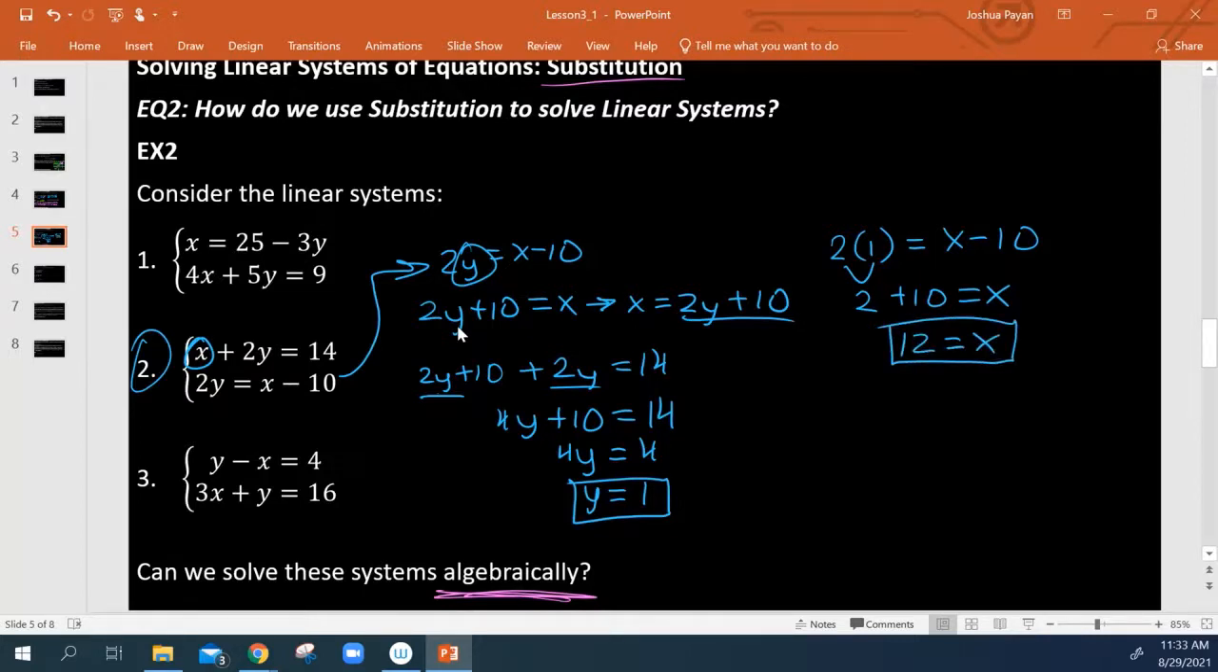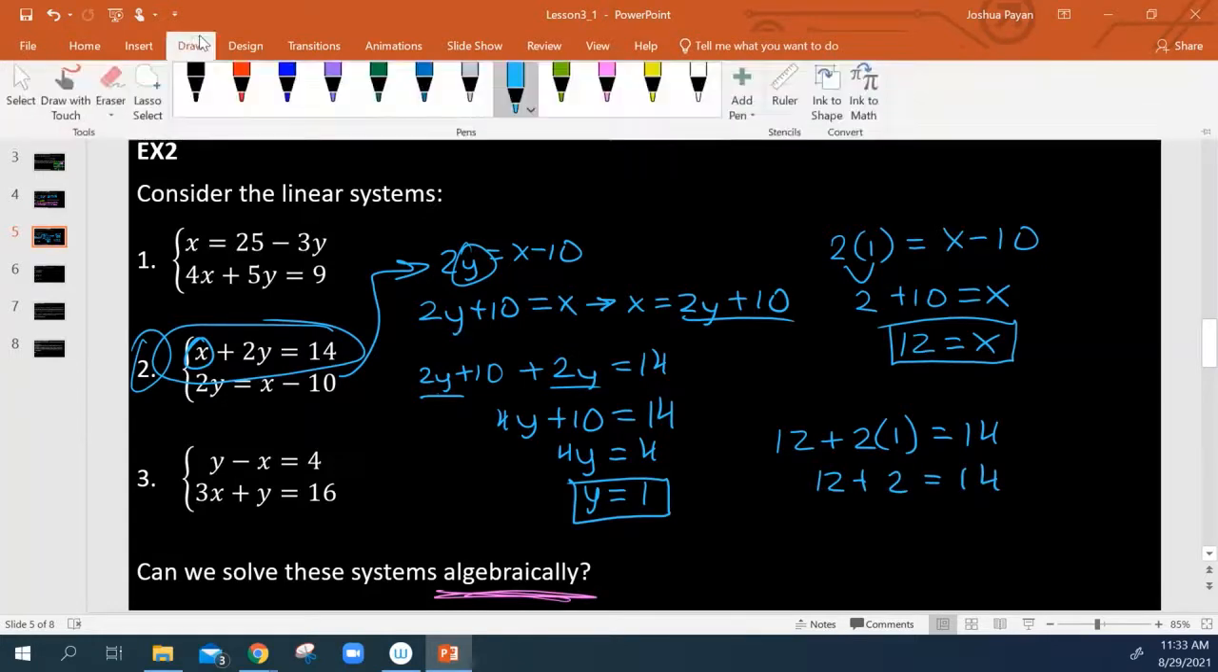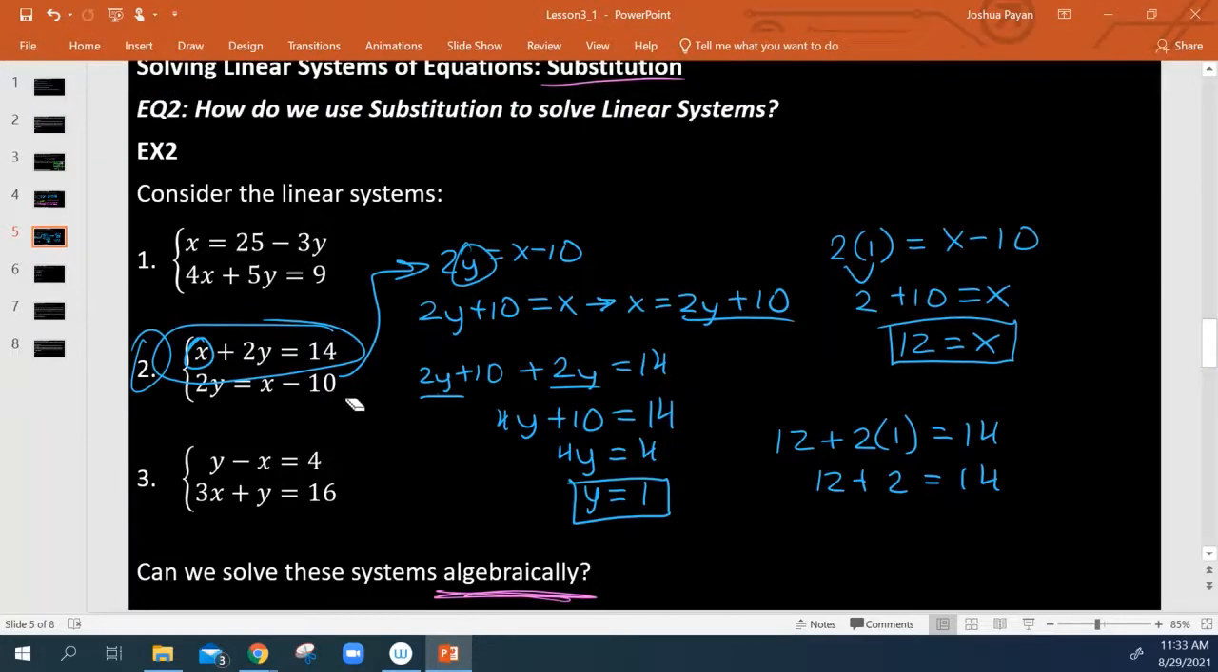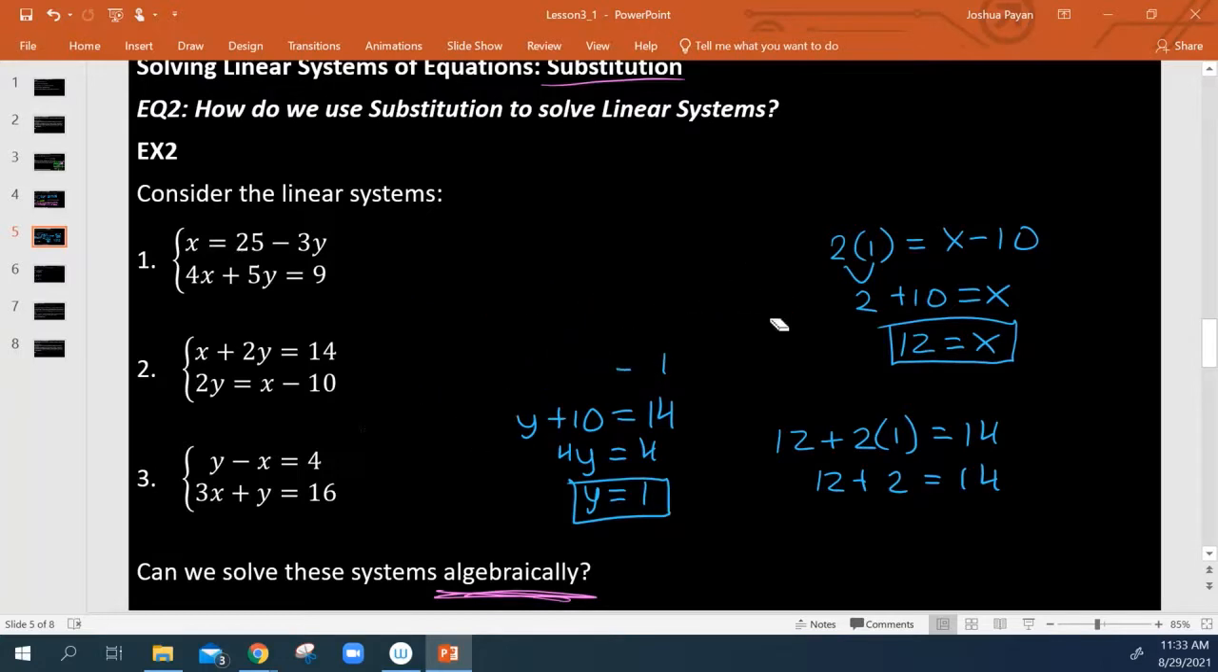And then, of course, just to make sure, I'm going to check my work. So I'm going to use this equation first. x plus 2 times y is equal to 14, or 12 plus 2 equals 14, which we know is true. And I'm not going to bother checking it in the other one because if it's true in one, it's more than likely true in the other. Okay, so I'm going to leave it at that just to keep this video short.